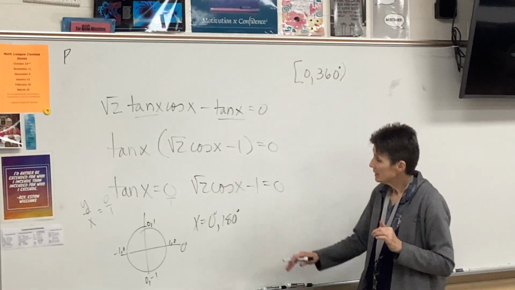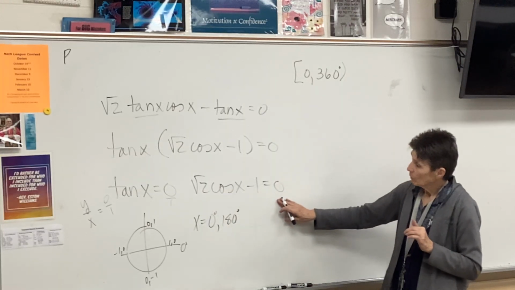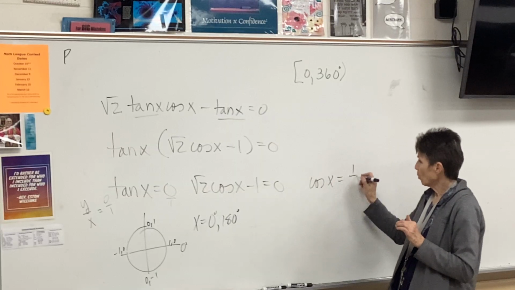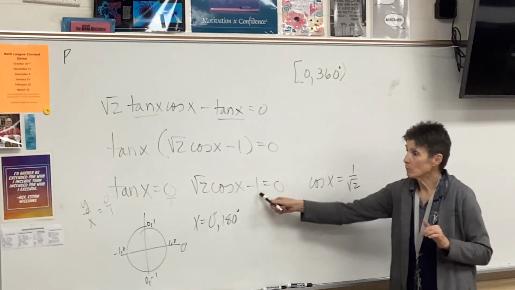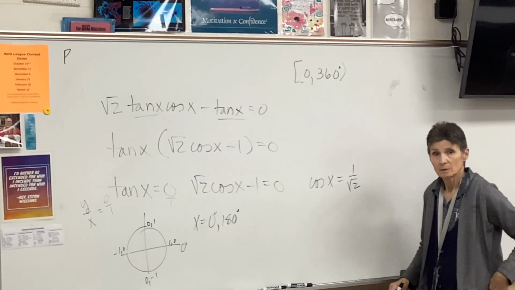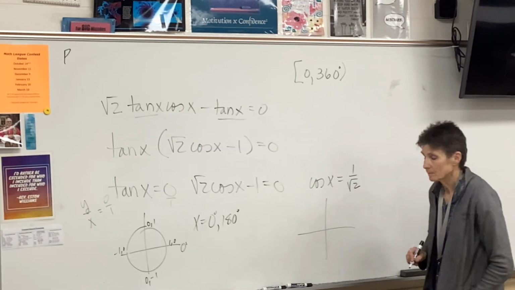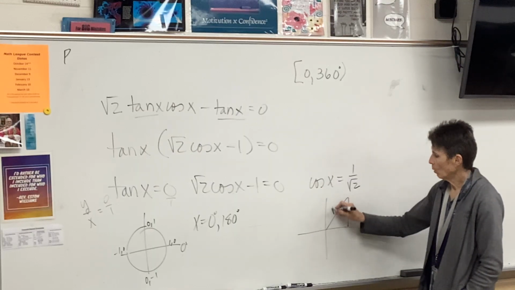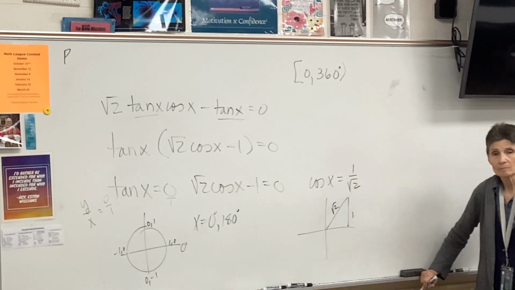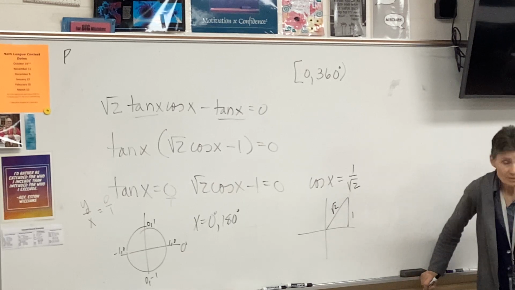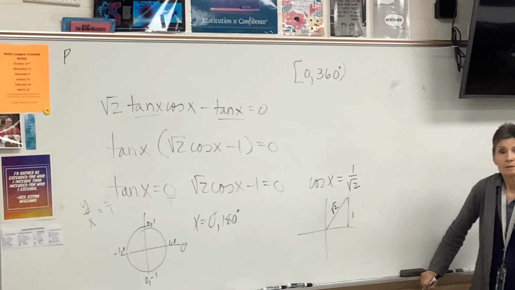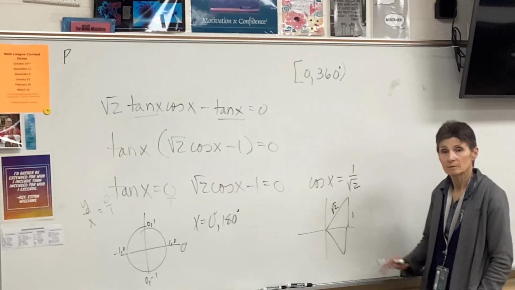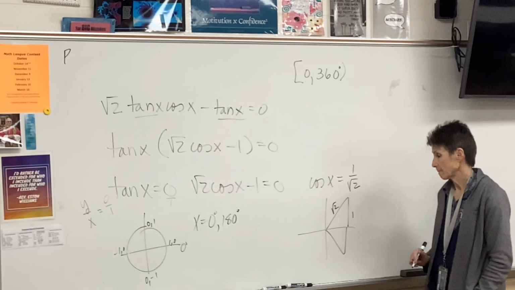Okay, all right. Now, what about this part? Well, this is going to say cosine equals 1 over root 2 if I add 1 and divide by root 2. So that's going to be a triangle. Where? Well, certainly quadrant 1. 1 over root 2. Oops. Where else? It's cosine. Cosine is x. X is positive here on the right.